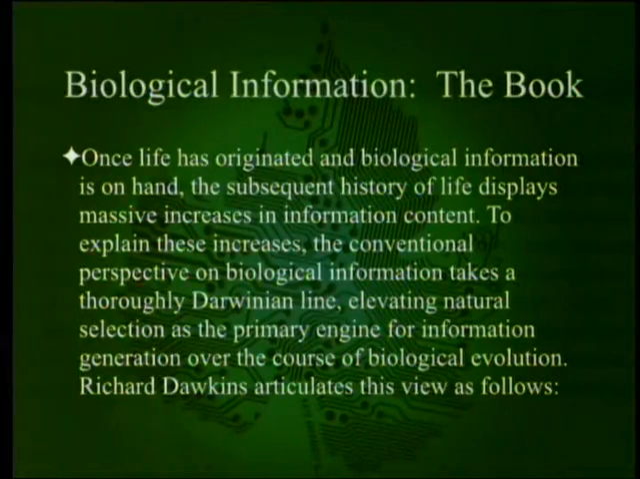Once life has originated and biological information is on hand, the subsequent history of life displays massive increases in information content. To explain these increases, and we've gotten through the origin of life, the conventional perspective on biological information takes a thoroughly Darwinian line, elevating natural selection as the primary engine for information generation over the course of biological evolution. Richard Dawkins articulates this view as follows.